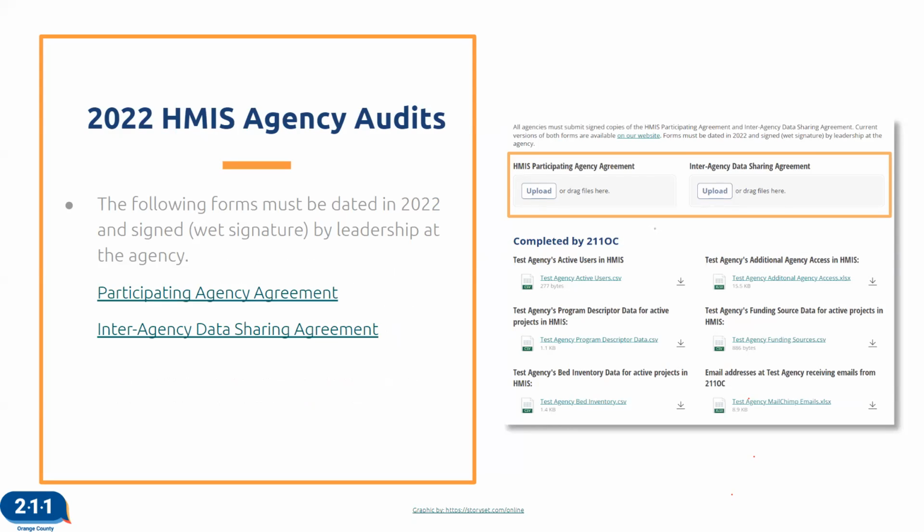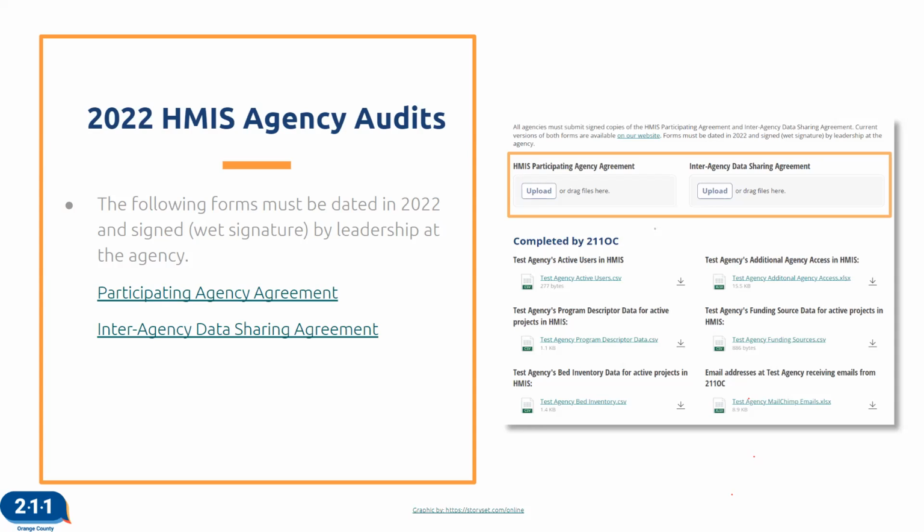And for the audit, we're asking that you provide the participating agency agreement and interagency data sharing agreement. Both these forms must be dated for 2022 and signed with a wet signature by your leadership at the agency. So when you're about ready to get started on your audit, it's important when we schedule that you get this process going for your agency and get these agreements signed off before the audit.